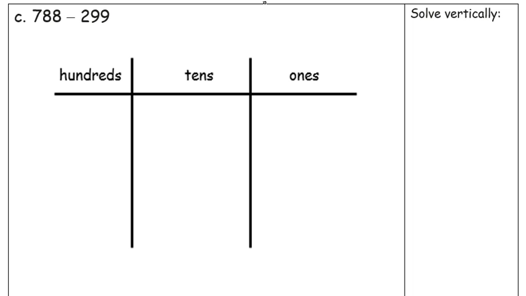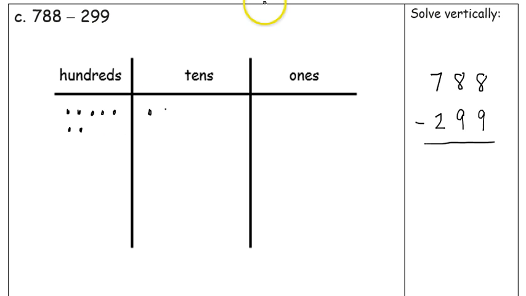Let's look at another example. This time I have 788 minus 299. I'll write the problem off to the side vertically, keeping my place values lined up one on top of the other. And then I'll show 788 on the place value chart as 7 hundreds, 8 tens, and 8 ones.